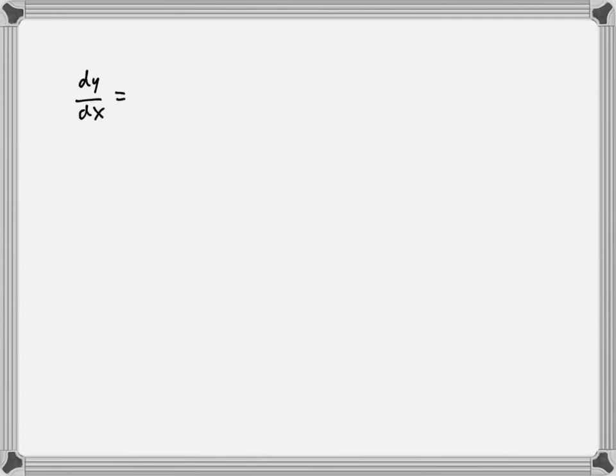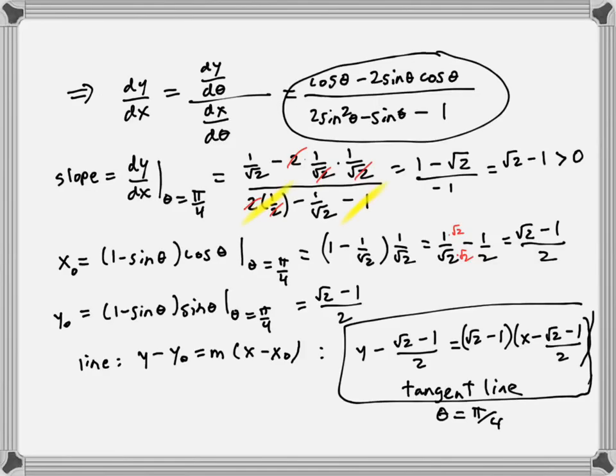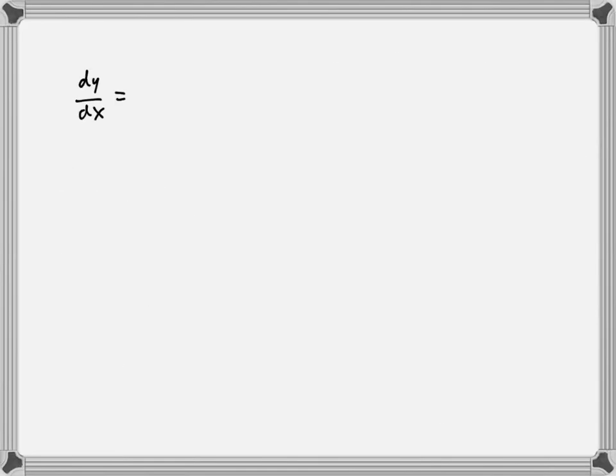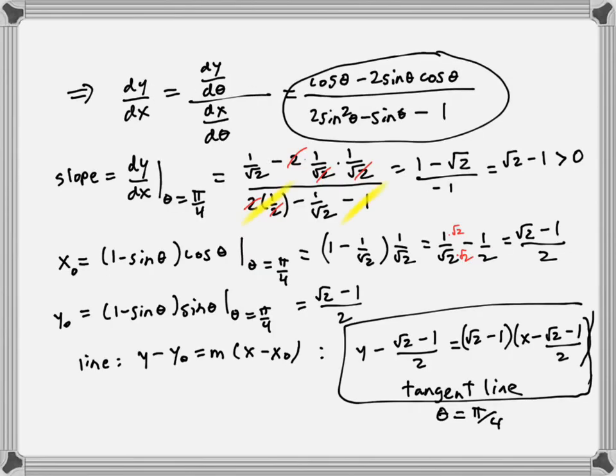So what would dy dx equal? I'm going to factor the top. On the top, I can pull out a cosine, and then I have 1 minus 2 sine theta. And for the denominator, I can actually factor it like this. Think about it this way: if it was 2x squared minus x minus 1, that would factor as 2x plus 1 times x minus 1. So in other words, this would be 2 sine theta plus 1, and then sine theta minus 1.